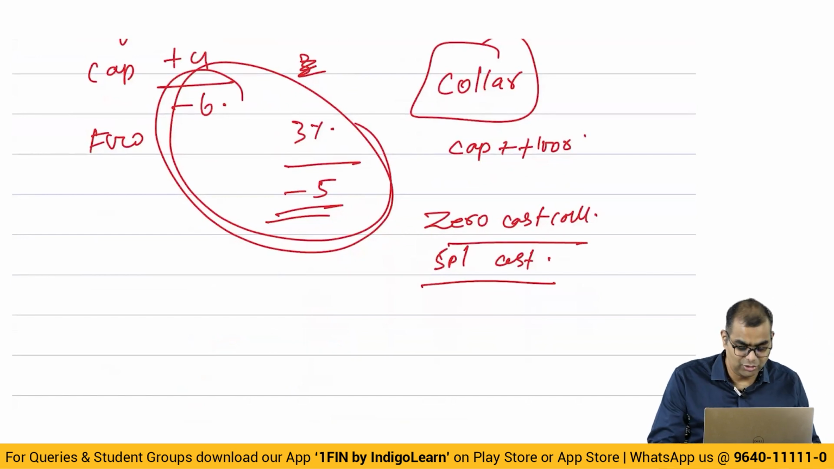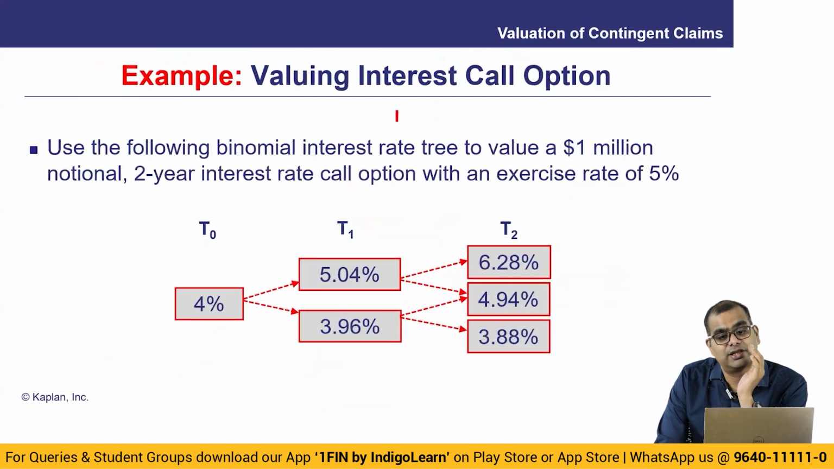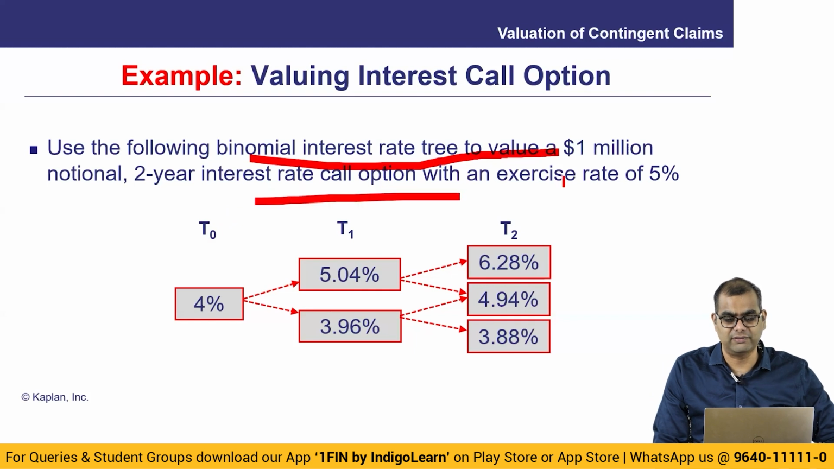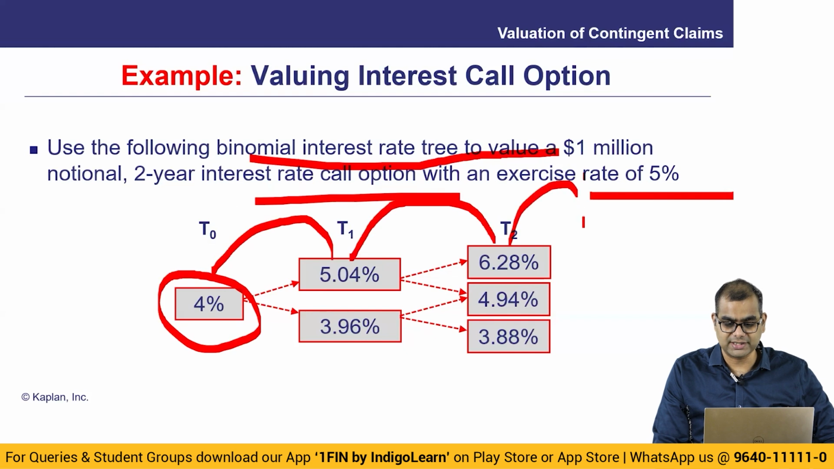Okay, now let us come back to a different one. Now interest rate call, interest rate put, I have finished collar, special collar also I have finished. Now come to how you value interest rate call options using a binomial approach. Using the following binomial tree, value a 1 million notional 2-year interest rate call with its exercise rate of 5. Please note one more thing, if T0 is 4%, this is a yearly rate. So 4% is already determined. So the rate from 0 to 1 is 4, from 1 to 2 is 6.5 and 2 to 3 is 6.28.